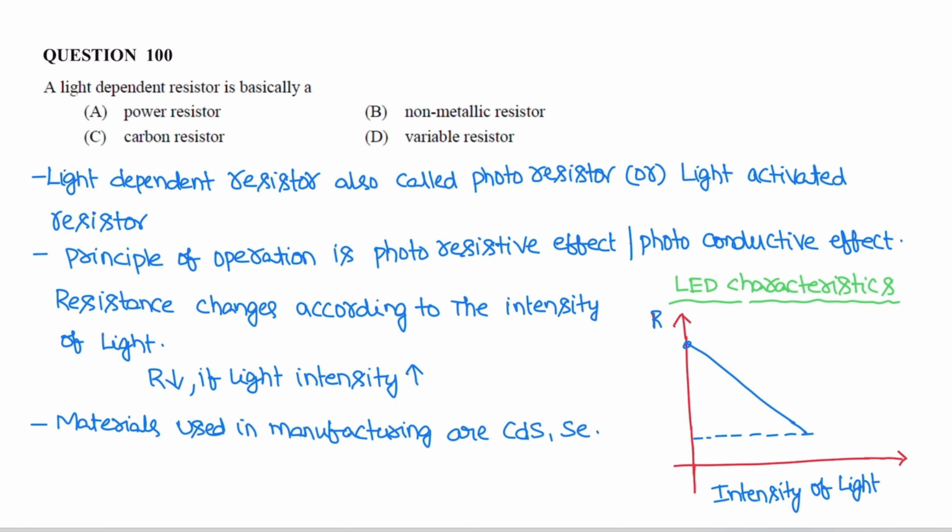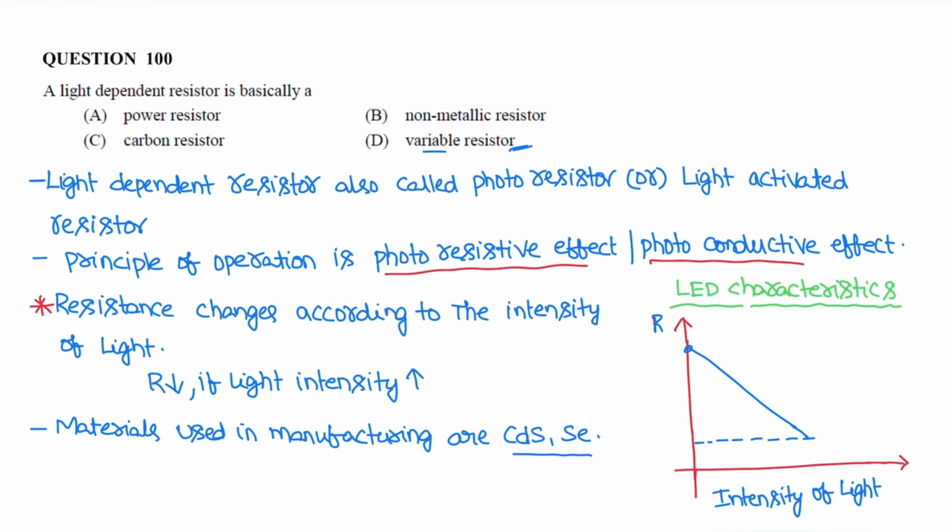Next question. A light dependent resistor is basically a variable resistor. A light dependent resistor is also called a photoresistor or light activated resistor. The principle of operation is the photoresistive effect or photoconductive effect. Resistance changes according to the intensity of light. That is, if light intensity increases, resistance decreases, and vice versa. The materials used in the manufacturing of light dependent resistors are cadmium sulphide and selenium. These are the two different materials used for manufacturing photoresistors. Therefore, the correct answer is D.